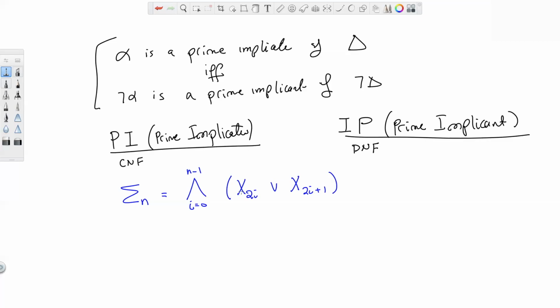Let's take an example of this here on the side, where we're using n equals 3, I believe. And this would be x0 or x1, and x2 or x3, and x4 or x5. So this is now to help you visualize what's going on beyond the indexing. You can make n as big as you want, but let's say this is one version of this. Okay, so this is a CNF.